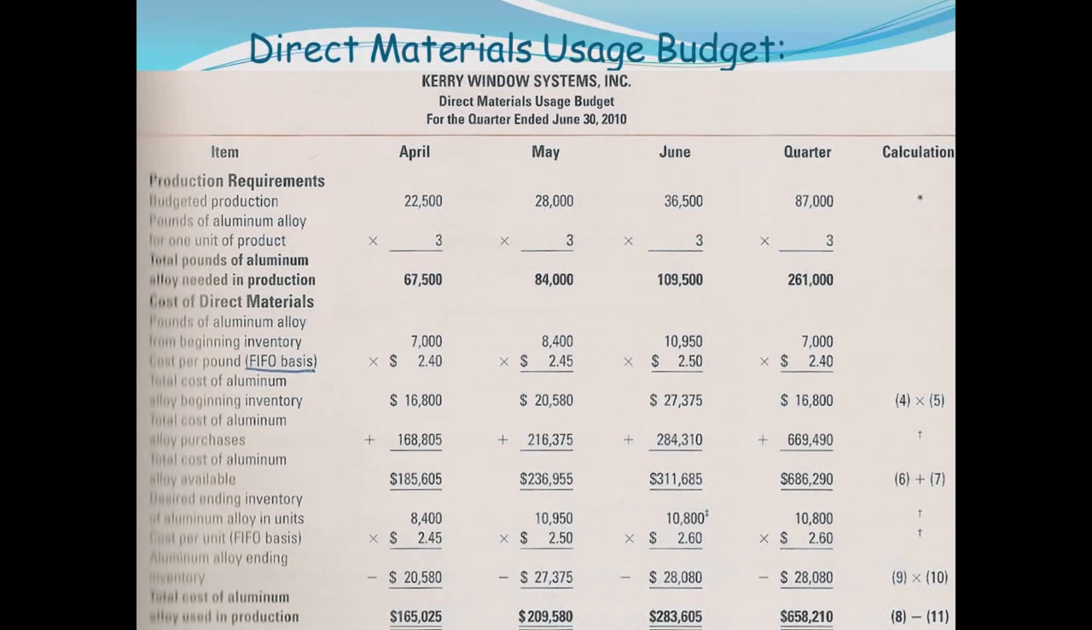Is it the cost per unit? This is the desired ending inventory. So at the end of the quarter, when you have an inventory, since it's the FIFO method, it is 2.6, because the last units you have were bought at 2.6.